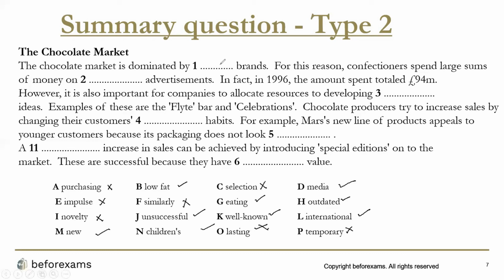Chocolate market is dominated by outdated brands. Can chocolate market, or any market, be dominated by outdated brands? That means if they are outdated, they won't be dominating the market. So this could not be the answer. By unsuccessful brands, chocolate market cannot be dominated by unsuccessful brands. So in this second go, we can eliminate more options.